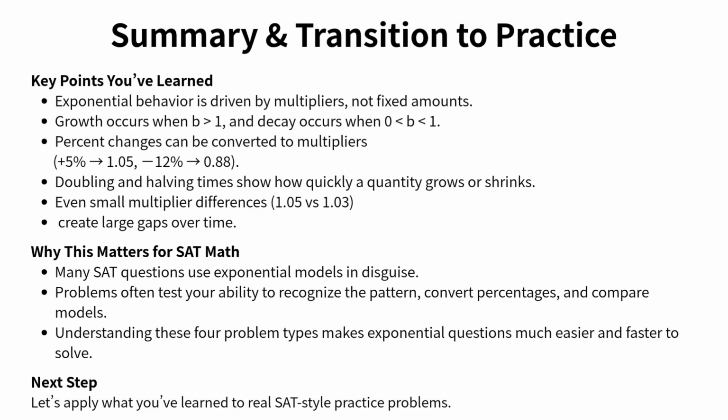Exponential behavior is driven by multipliers rather than fixed amounts. When the base b is greater than 1, the quantity grows, and when b is between 0 and 1, it decays. We also looked at how percent changes can be converted into multipliers. For example, a 5% increase becomes 1.05, and a 12% decrease becomes 0.88. You saw how doubling and halving times describe how quickly a quantity grows or shrinks, and how even small differences in multipliers, like 1.05 versus 1.03, can lead to very different results over time.